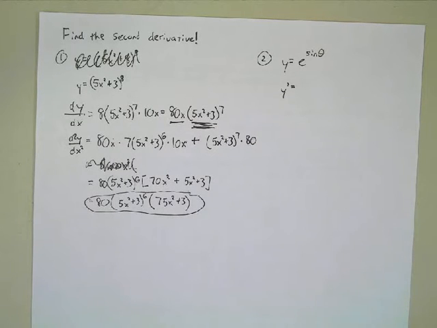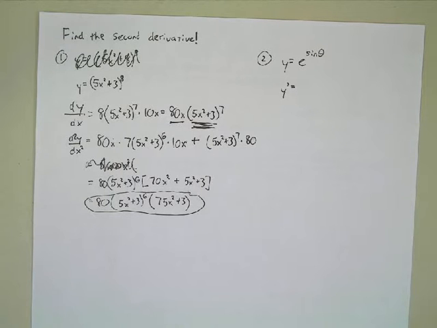Normally we would subtract 1, but careful. What's the derivative of e to the x? E to the x. What's the derivative of e to the sine x, or e to the sine theta? E to the sine theta, times the derivative of sine. So it stays the same. You don't bring the power out front. You only do that when it's x to the power of something.